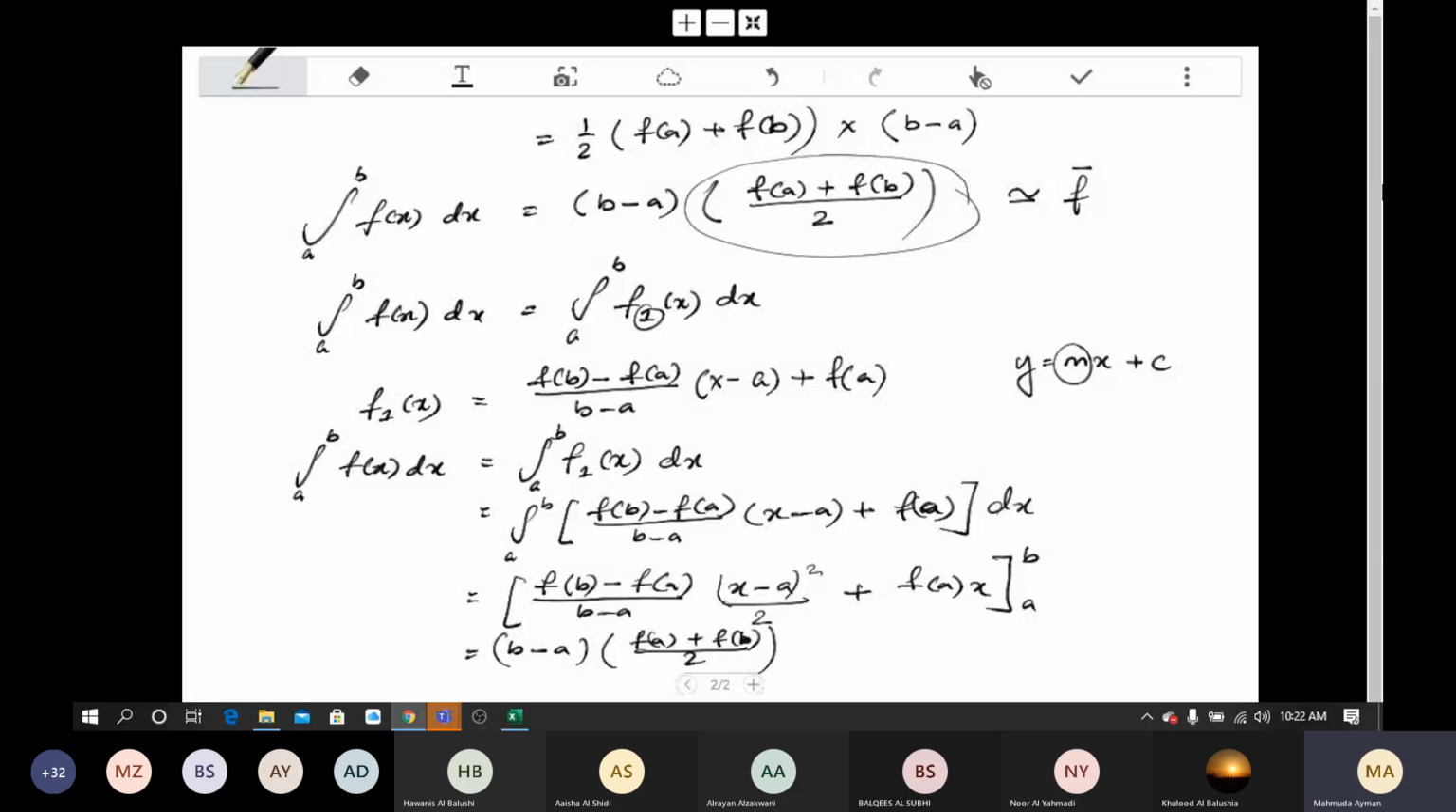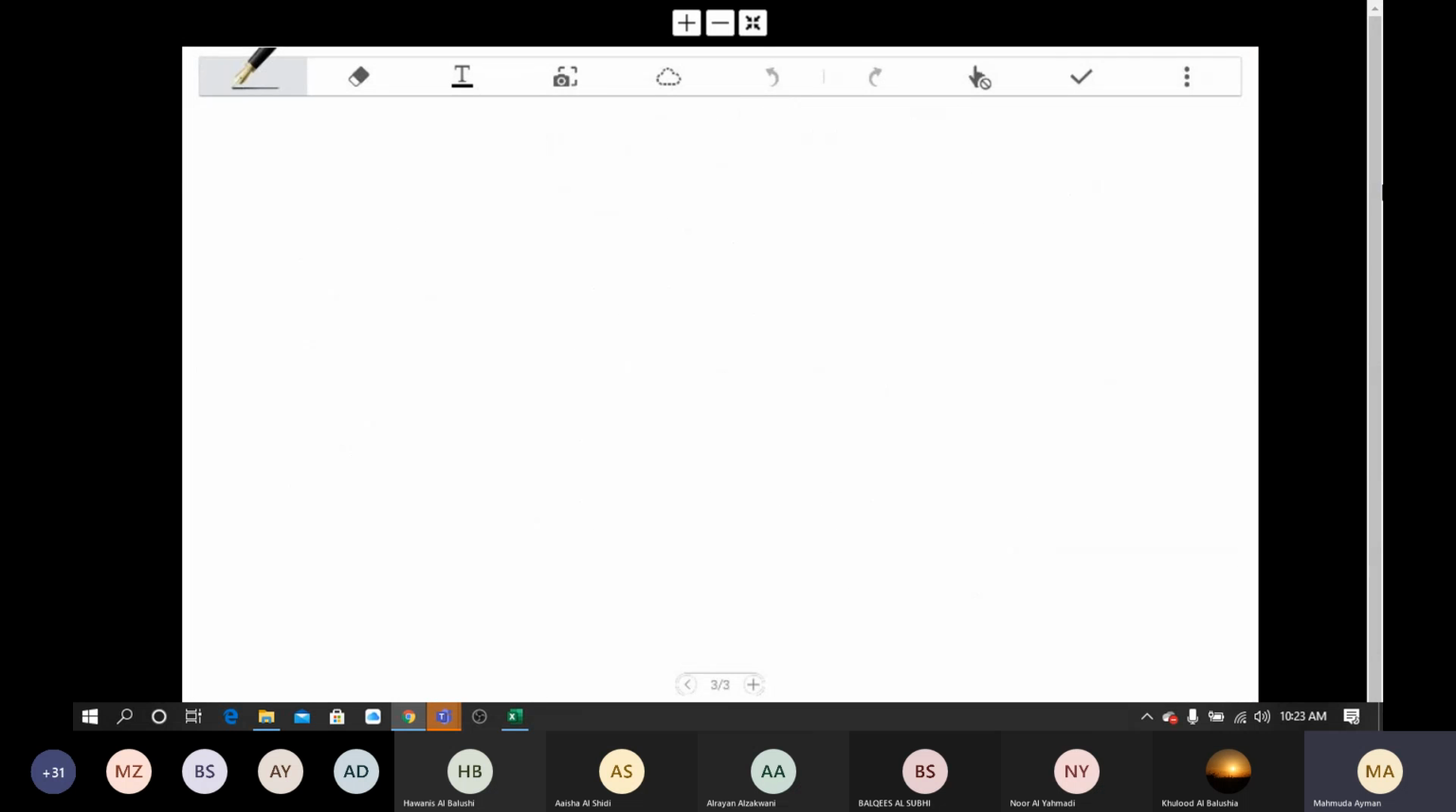There are around 5 ways to derive the formula for the trapezoidal rule. I have only shown you one because all you need to know is how it's derived. You don't have to learn the ways of derivation because that's not something that will come in the exams. So yeah, now let's work on an example for the trapezoidal rule.